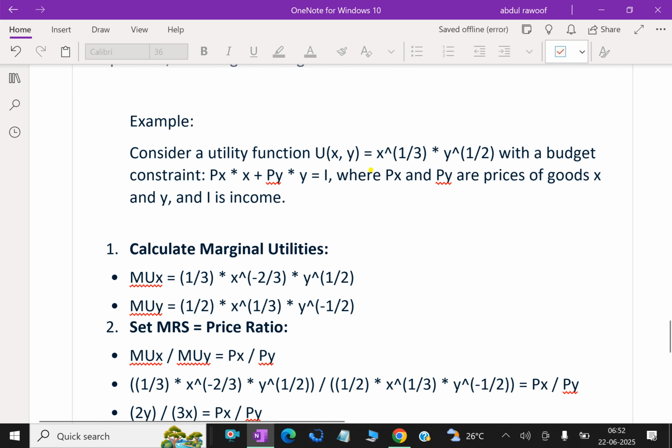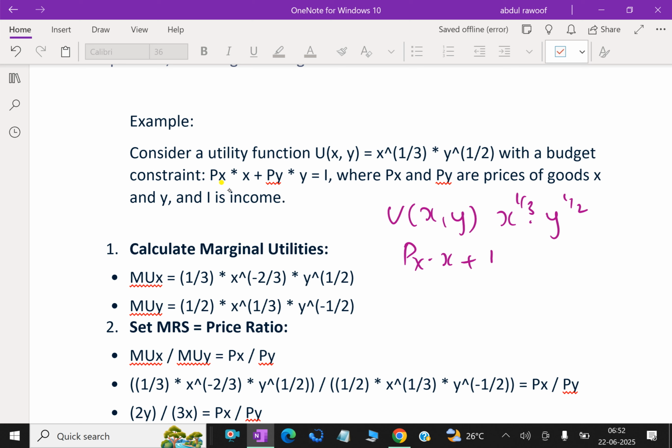Consider the utility function u of x, y equal to x power 1 by 3 into y power half, with the budget constraint. The budget constraint is px into x plus py into y equal to I, where px, py are prices of goods x and y, and I is income.